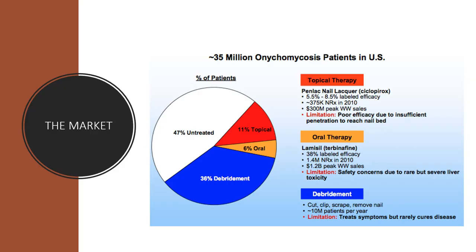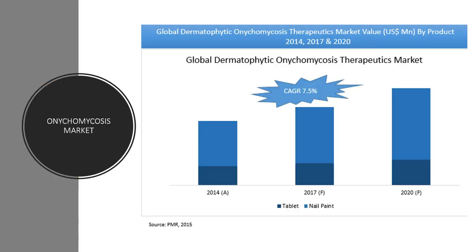There is a tremendous market out there for the treatment of onychomycosis. Many of the patients receive just debridement, and there's still only a minority of patients that receive either topical therapy or oral therapy, with almost half the patients with onychomycosis being untreated.